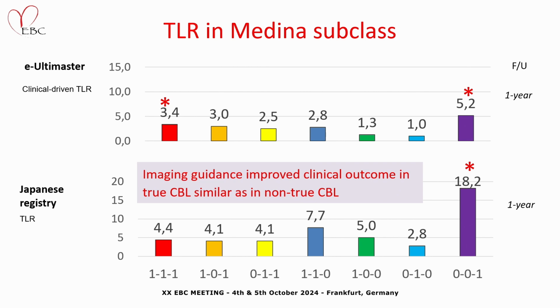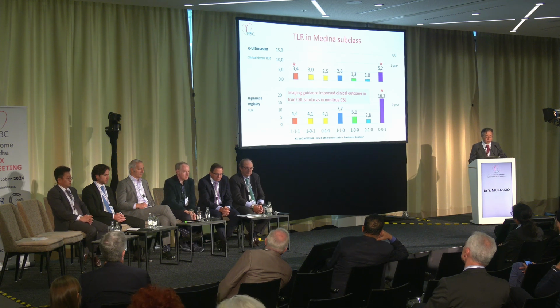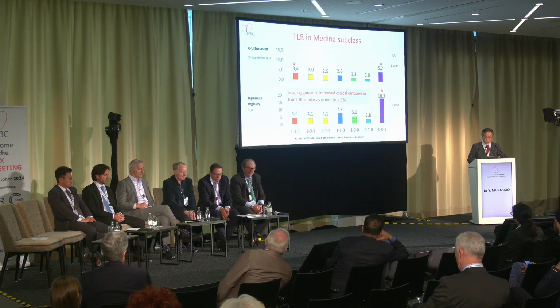This is target lesion revascularization in the Medina subclasses. E-Arch Master demonstrates a higher event rate in the 111 region and the 001 region. However, in the Japanese registry, there was no significant difference between the true bifurcation region and the non-true bifurcation region, except for a higher event rate in the 001 region.